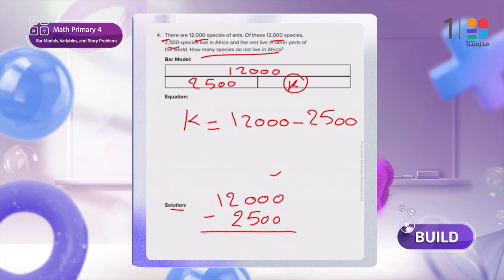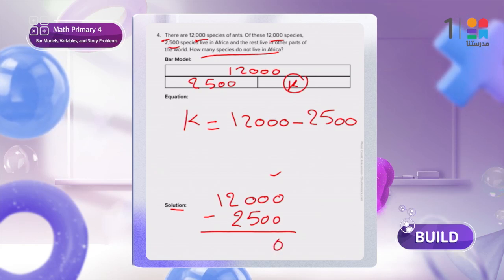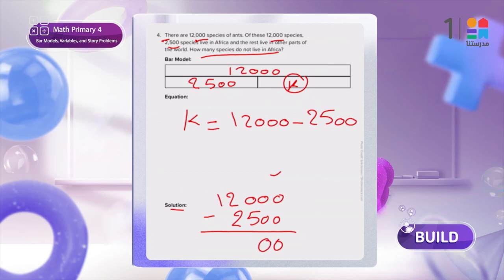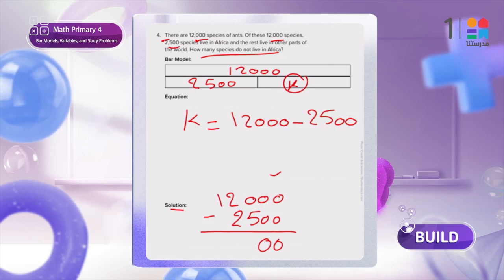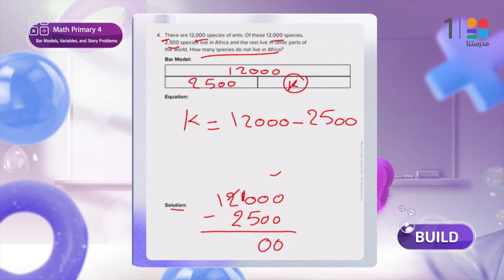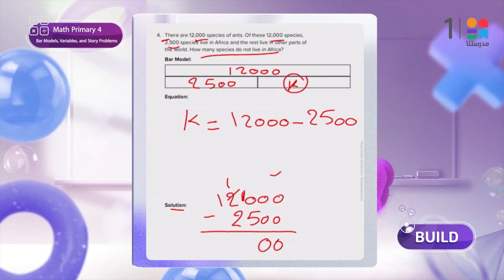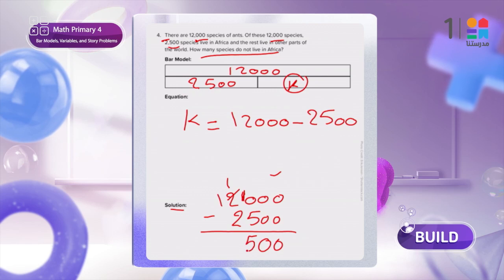Now, can you subtract these two numbers? Yes, it will be very easy for me to solve it. 0 minus 0 gives me 0. 0 minus 0 gives me 0. Can I subtract 5 from 0? No, I cannot. So, I will need to regroup. I will take 1 from the 1,000. This 0 will be 10 and here will be 1. Now, can you subtract 5 from 10? Yes, 10 minus 5 gives me 5.